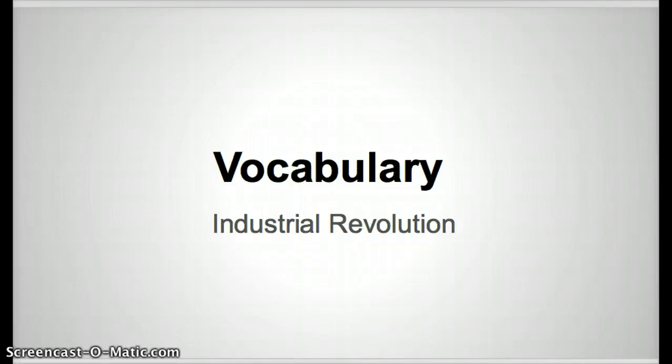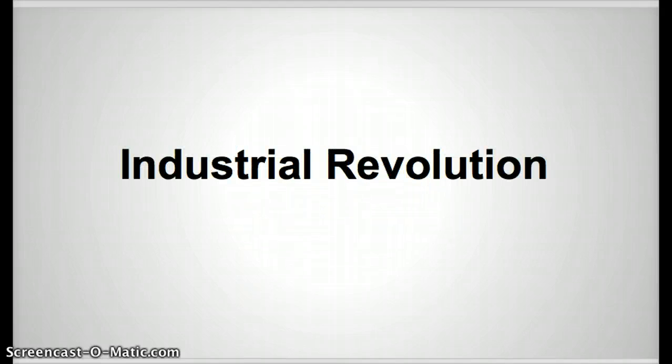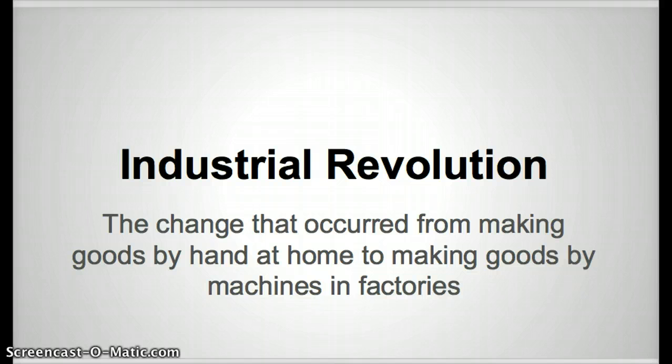Okay, welcome to our new unit, the Industrial Revolution, how we got where we are today. Before we talk about the unit, we need to talk about what the Industrial Revolution is so that we understand what we're going to be studying. The Industrial Revolution is the change that occurred between the early 1800s and continues to present day, where people went from making goods by hand at home to making everything we have in factories.